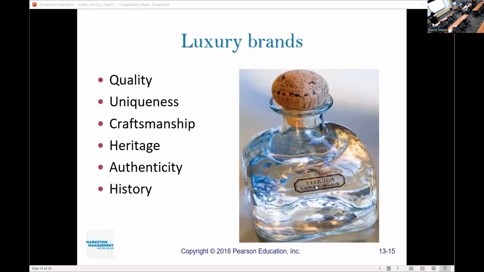Now, I don't want to leave out luxury brands when I talked about specialty goods, but luxury brands carry something that is much different than a specialty item in and of itself. Because luxury brands do not necessarily have to be complex. But luxury brands carry with them a heritage that is unique and special. So you find that not only quality is in there, but the uniqueness and the craftsmanship and the heritage.